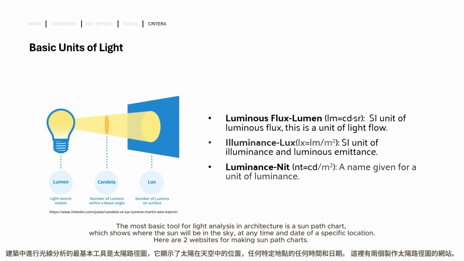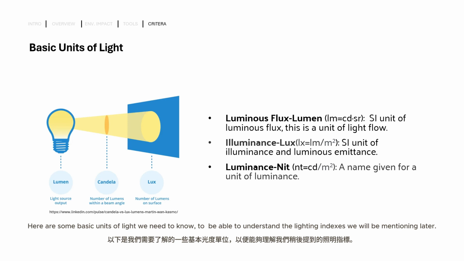Here are some basic units of light we need to know to be able to understand the lighting indexes that we will be mentioning later in the video. First, originating from the Latin word fluxus, meaning flow. Flux is the amount of energy a light emits per second and measured in lumens. You can see the units used in the parentheses alongside.